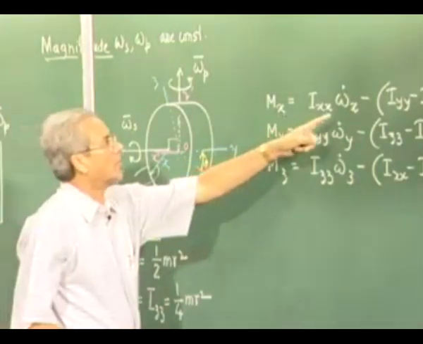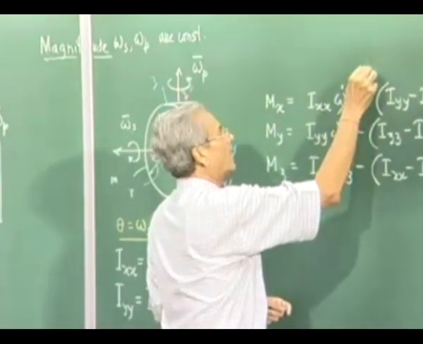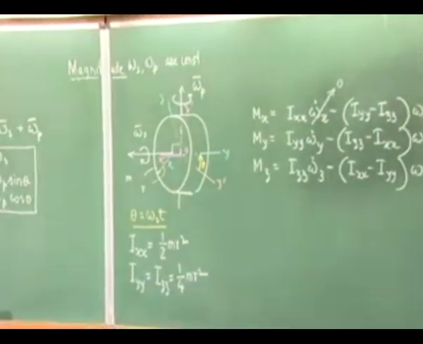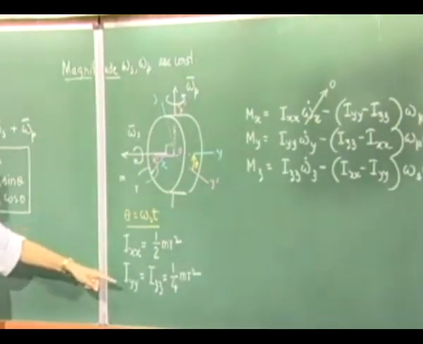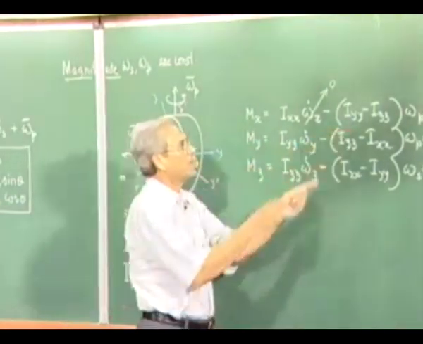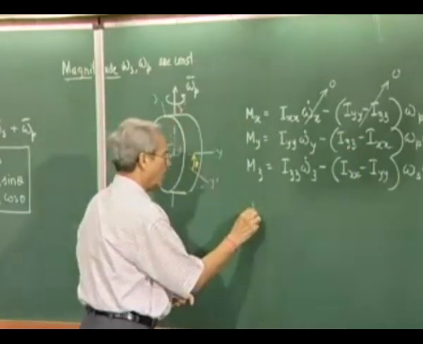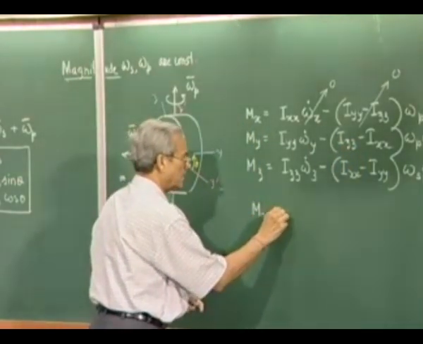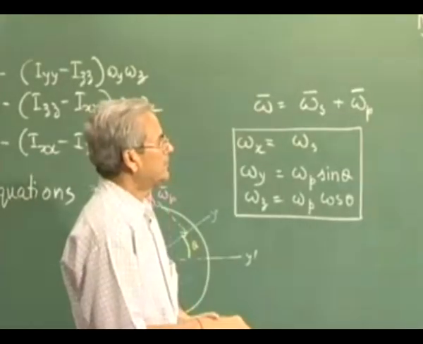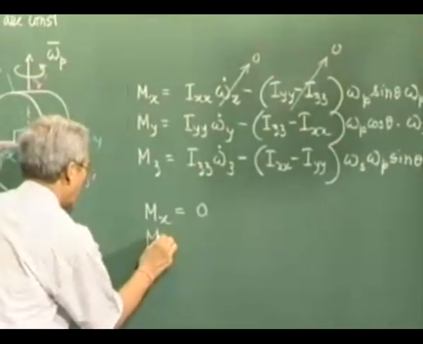Since these are magnitudes only, therefore this will be 0. Now we also see I_yy and I_zz are equal, so this also becomes 0. So M_x is simply 0. Next, let us see how much we have for the y component.